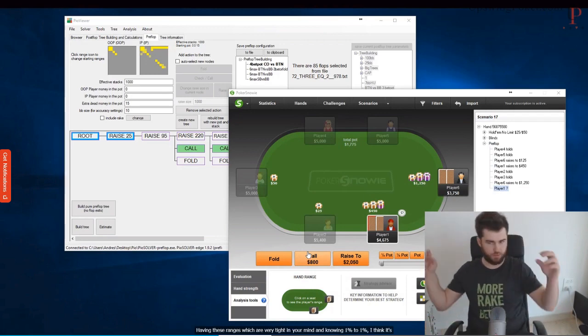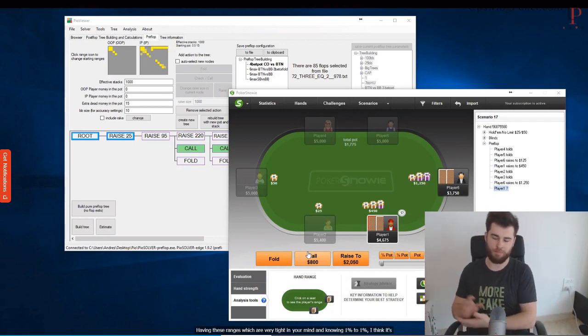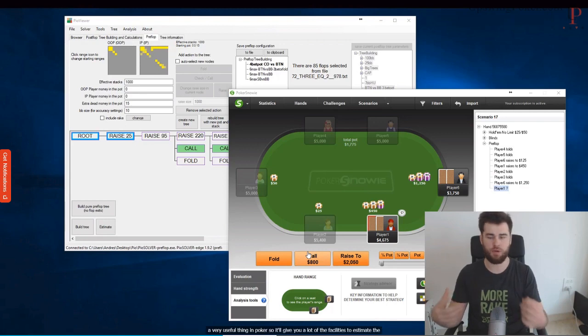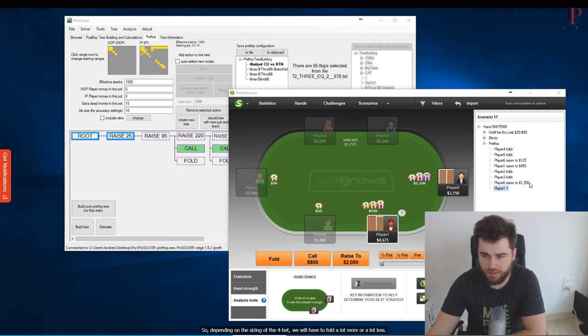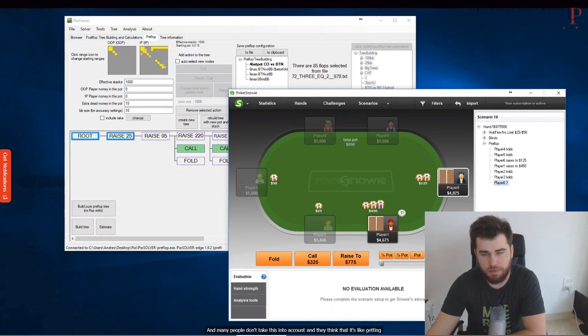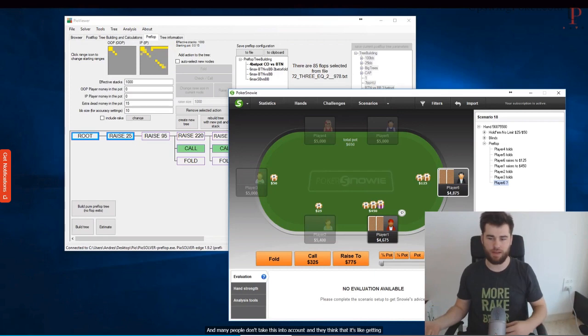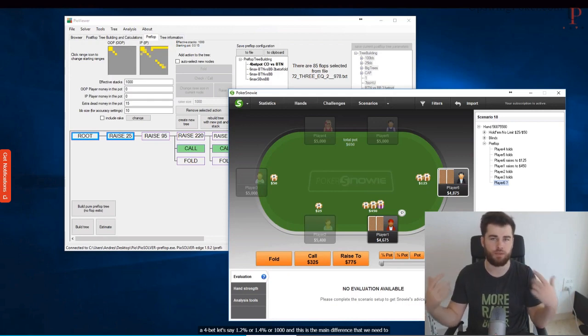Having these ranges, which are very tight, in your mind, and knowing them 1% by 1%, I think is one very useful thing for poker. It'll give you a lot of facility to estimate the ranges pre-flop while you're in real time. So depending on the sizing of the 4-bet, we'll have to fold a lot more or a lot less. Many people don't take this into account, and they think it's the same getting a 4-bet of, let's say, 1.2 or 1.4 or 1000. And this is the main difference that we need to take into account.